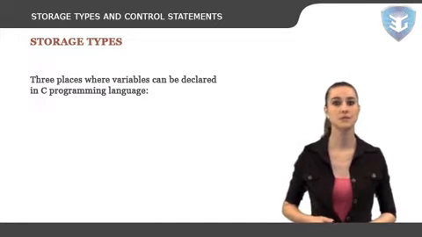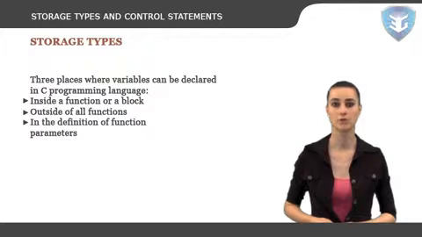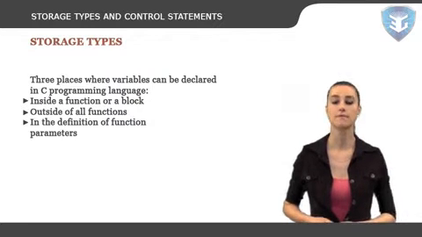There are three places where variables can be declared in C programming language. Inside a function or a block, which are called local variables. Outside of all functions, which are called global variables. In the definition of function parameters, which are called formal parameters.